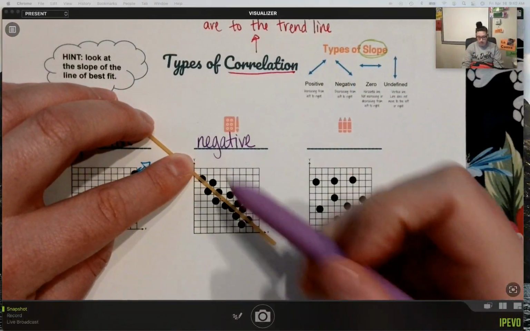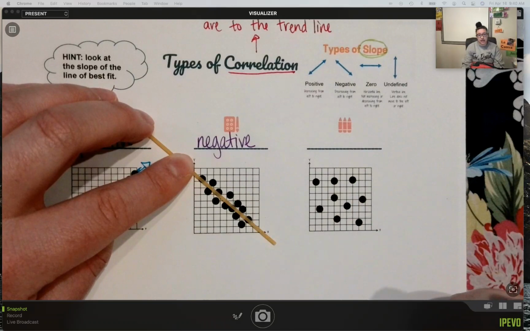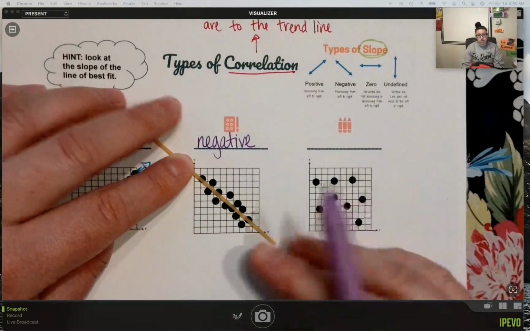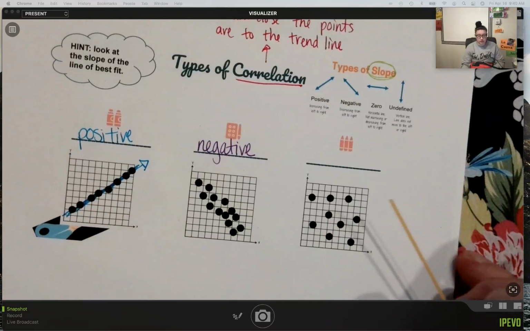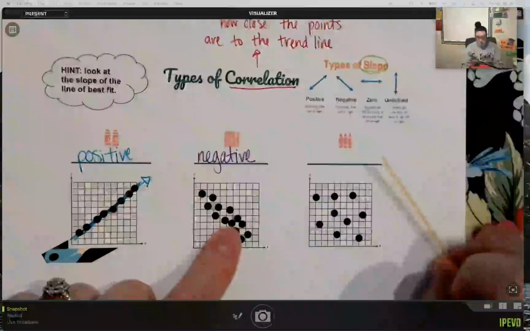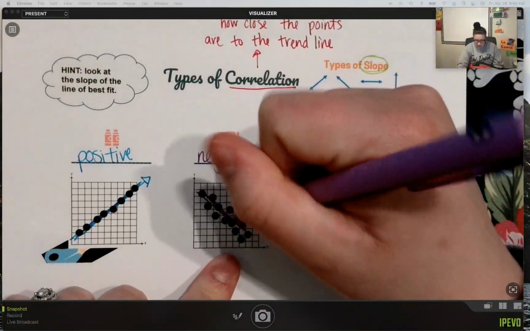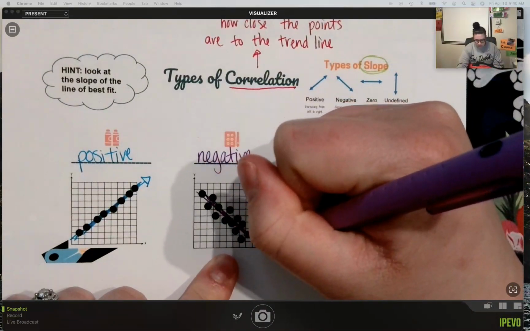It's pretty strong though. Those dots are really close to my line. Pretty strong. Not as strong as this first one. That first one was a really good, very strong, very positive. This one's a negative line. Not as strong as the first.